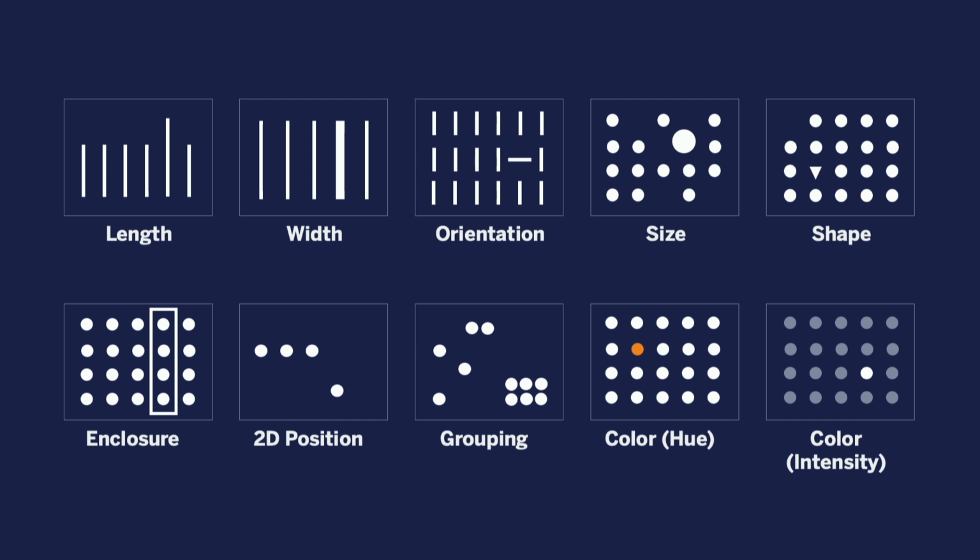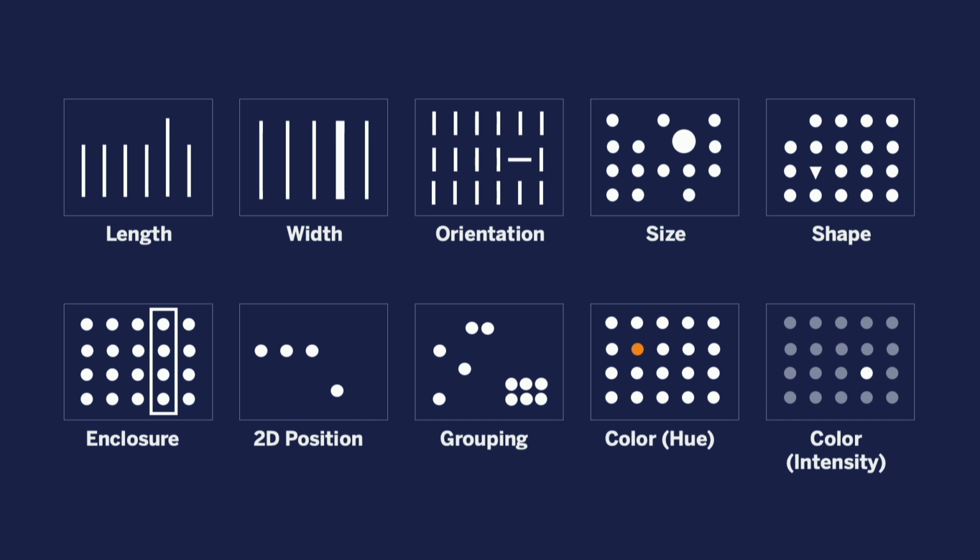The 2D position was different. Grouping, color, and then intensity. And intensity is sort of the light to dark shading that we saw. So these preattentive attributes all have a best practice associated with them.